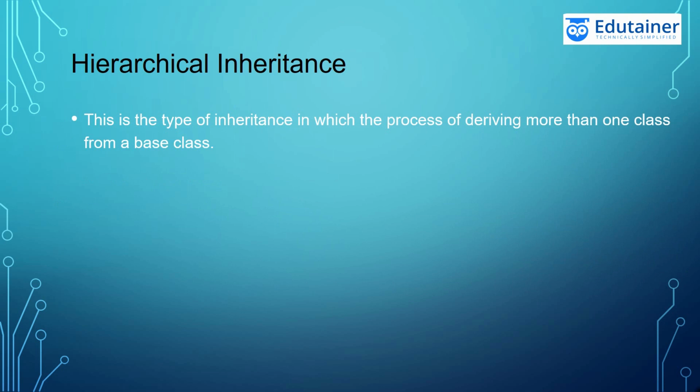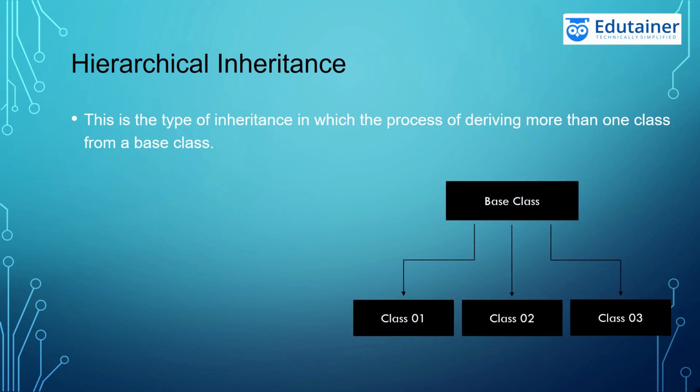Let me explain using this diagram. You can see that we have a single base class. From this base class, we are inheriting two different derived classes. Do you understand what I am saying? No? Let's move to Code::Blocks so that I can show you the practical implementation.